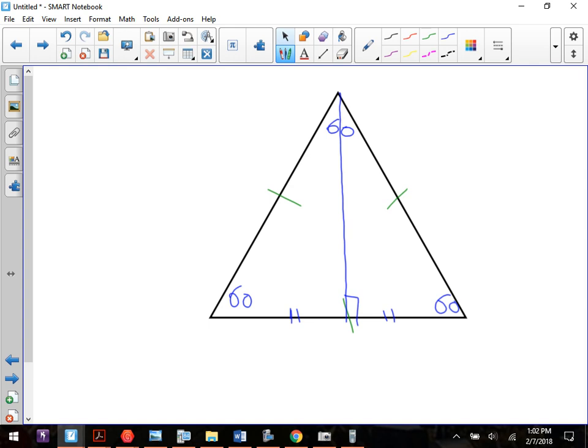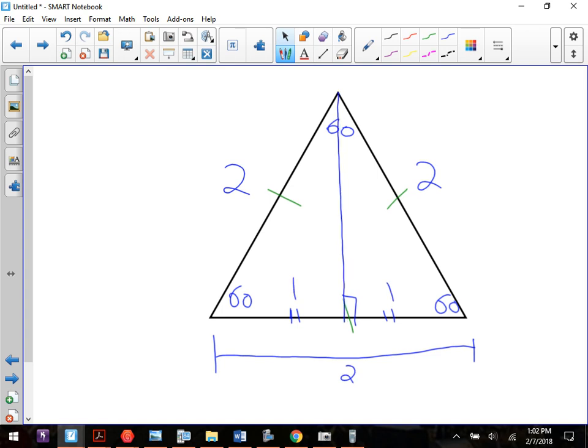If I say that these sides are 2, what does that make both individual parts? 1. The altitude also bisects the angle that it was at. So if you bisect 60, what do you get? 30 is good. So what's created here is what we call a 30, 60, 90 triangle. We get a 30, 60, 90.